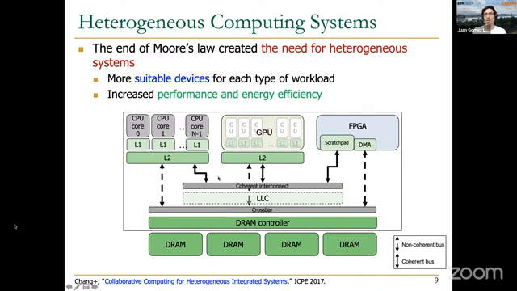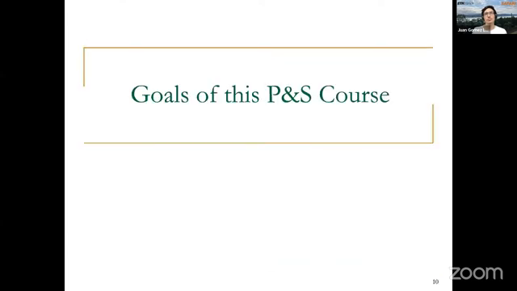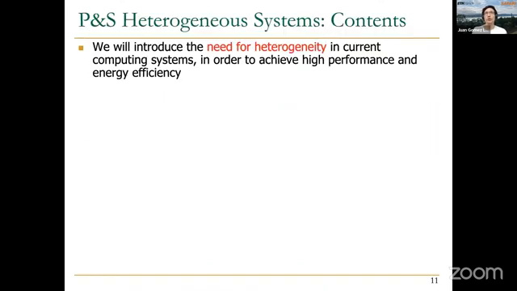So all of that will be covered with more or less detail in this course, but for sure, we will talk about all these different components because they are important in current heterogeneous computing systems. So, goals of this course. First of all, we are going to introduce the need for heterogeneity in current computing systems in order to achieve high performance and energy efficiency.